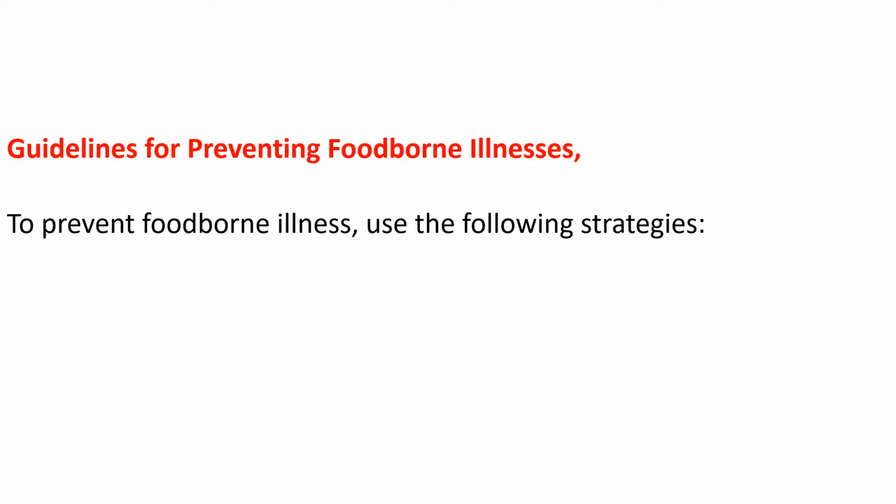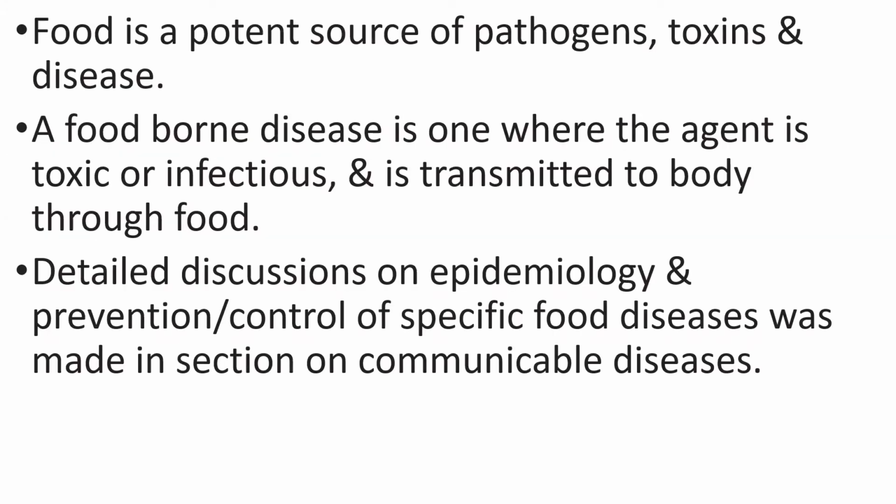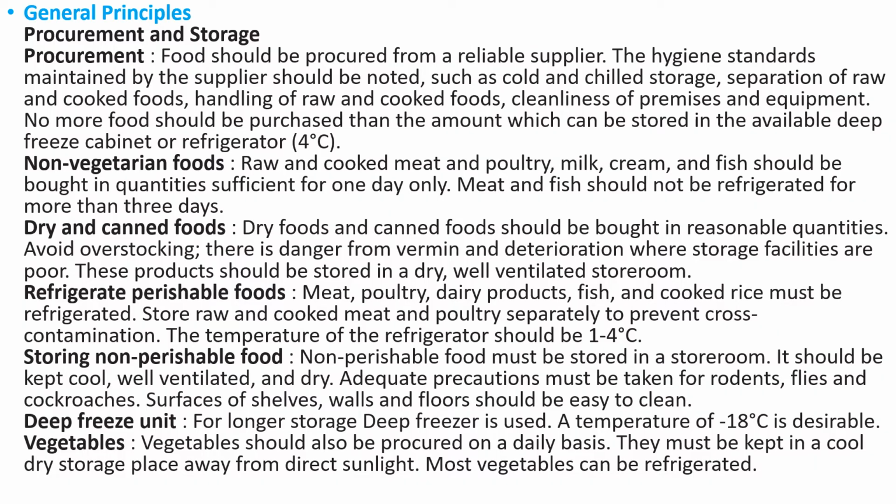Guidelines for preventing foodborne illnesses. To prevent foodborne illnesses, use the following strategies. Food is a potent source of pathogens, toxins, and disease. A foodborne disease is one where the agent is toxic or infectious and is transmitted to the body through food. Detailed discussions on epidemiology and prevention or control of specific food diseases were made in the section on communicable diseases. But here we will mention the following general principles.